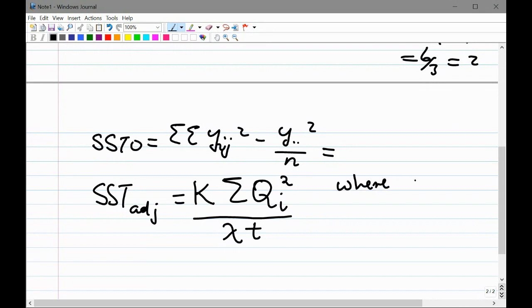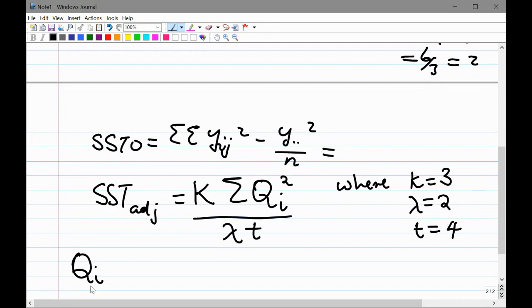where you know the definition of K, you know the definition of lambda, you know the T. So lambda is equal to 2, T is 4, K is 3. So what is left now is for you to find the Qis.